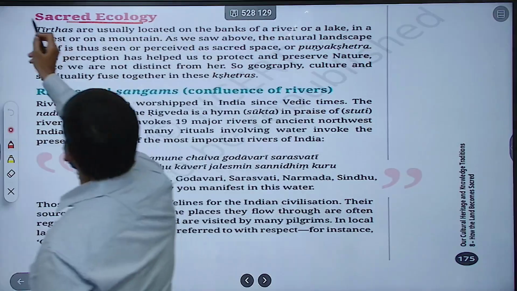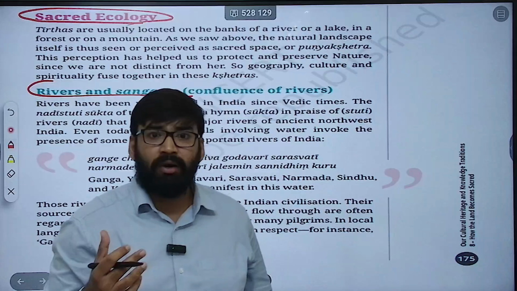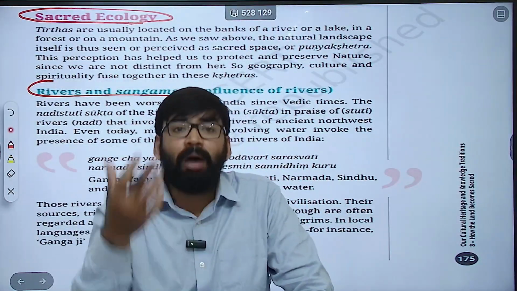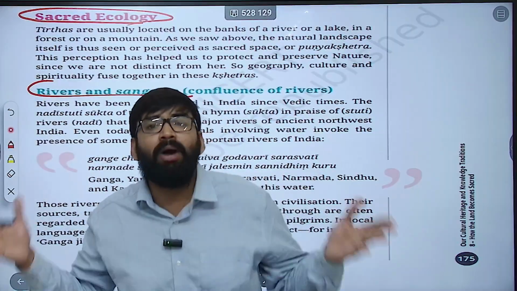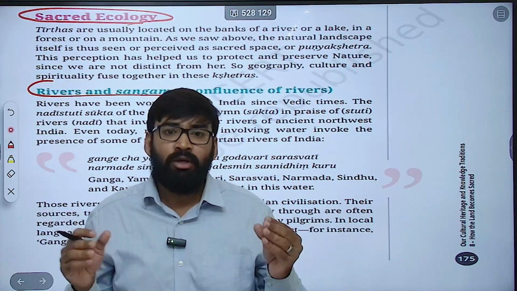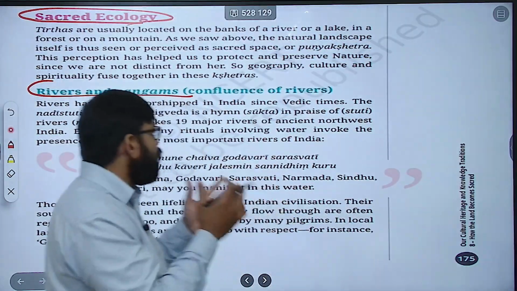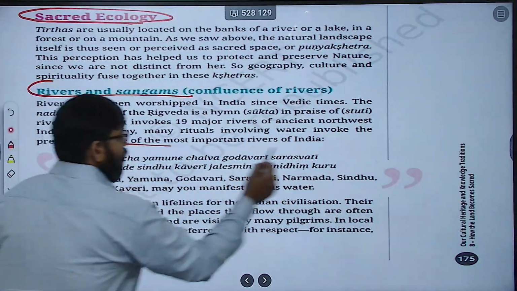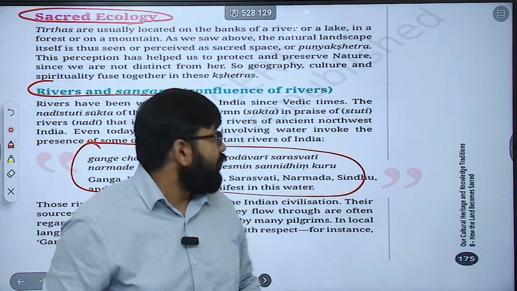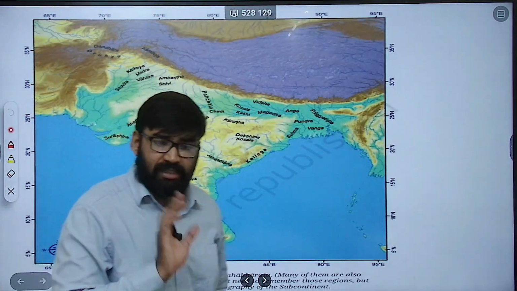Then as you can see here, sacred ecology, rivers and sangams, confluence of rivers. This chapter talks about how the rivers and mountains of India are not just rivers and mountains, they are sacred places and the origin of our culture. Throughout the chapter, they have presented beautiful shlokas from the Purans. Now, apart from this, this is related to class 6 and 7 NCERT.